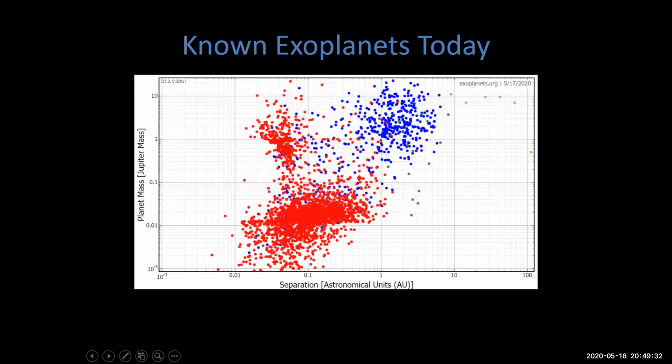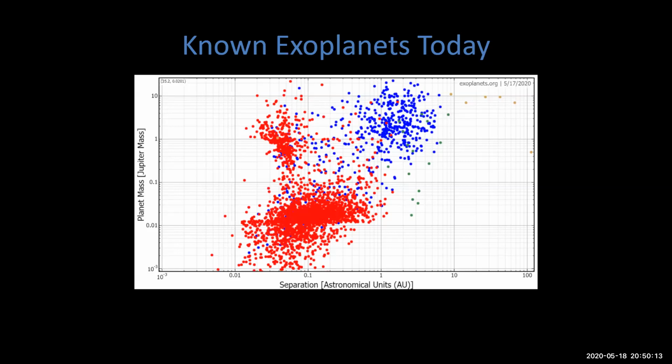Here's all of the extrasolar planets that have been detected to date. The brown dots in the upper right, that's HR 8799. These brown dots represent the direct detections. The blue dots are the radial velocity detections. The red dots are the transit detections. And you can kind of see some green in the middle right area. All the green dots represent the gravitational lensing.